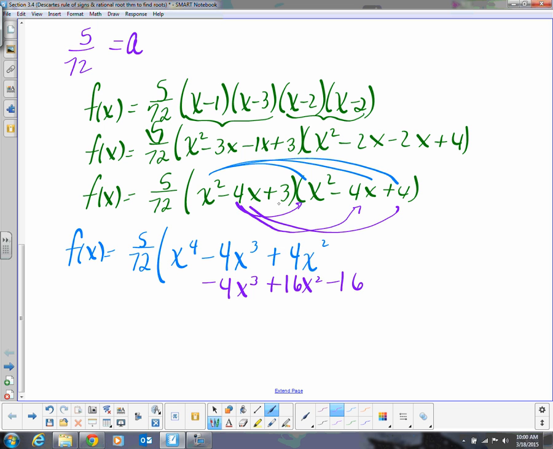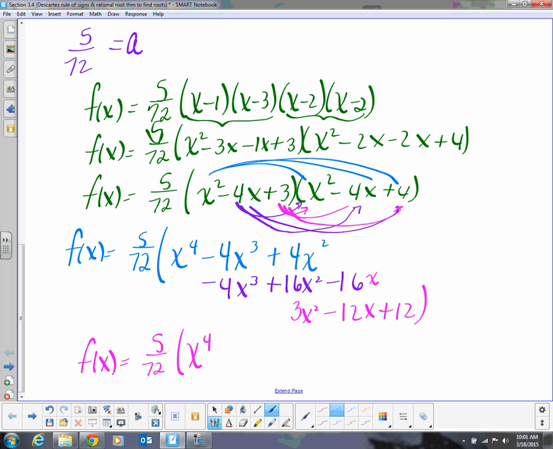Now I'm going to distribute my 3. So I'm going to get 3x squared. Thank you. So now we're going to distribute this, which is negative 12x. And then we're going to distribute that, and we're going to get a positive 12. So now as I add vertically, which I think is easier, but you do it the way you want to do it, you're going to have x to the 4th minus 8x cubed plus 23x squared minus 28x plus 12.